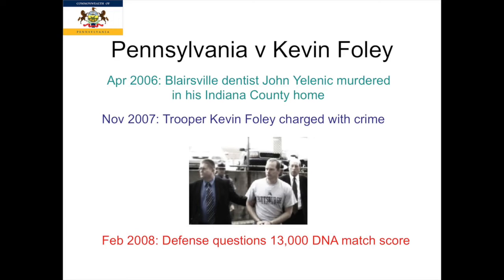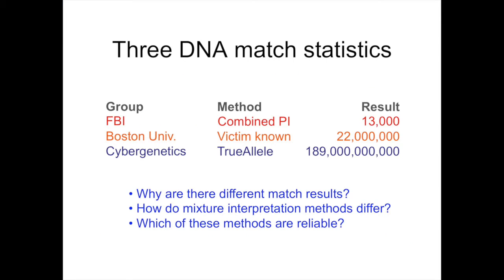Kevin Foley was charged with a crime, and the main physical evidence was a match statistic of 13,000 produced by the FBI's analysis of a mixture. What was this mixture? Under the decedent's fingernails was a trace amount of DNA. 93% of it belonged to the deceased dentist, and 7% belonged to someone else. 3 different match statistics were calculated.